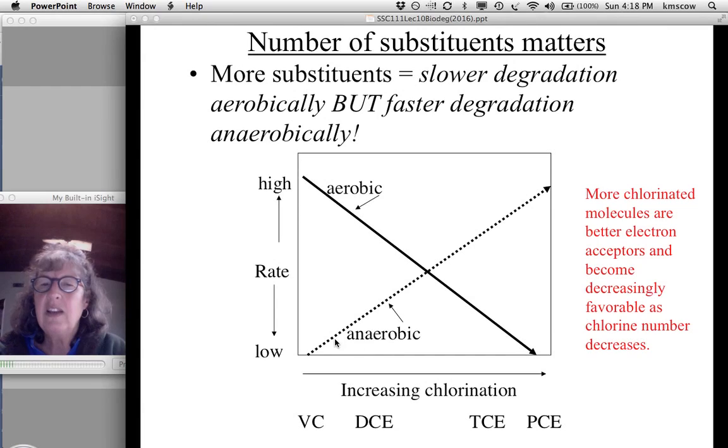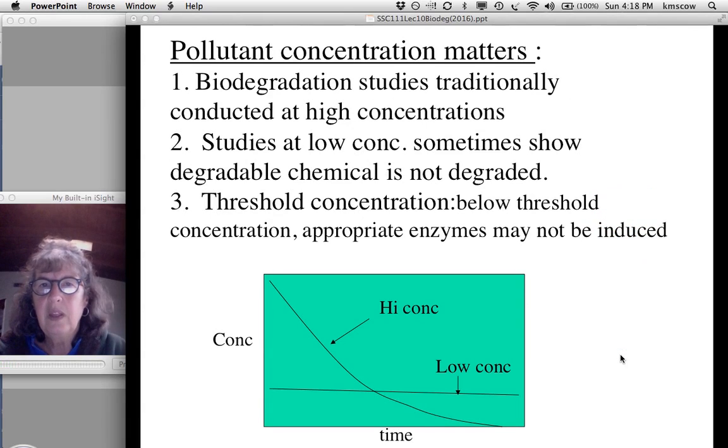But once you get down to not there being many chlorines on there, they are not actually energetically that favorable an electron acceptor. And so it's hard for the vinyl chloride to break down. And we saw that with some of the organisms that can't take the trichloroethylene all the way. So these are opposite rules of thumb.